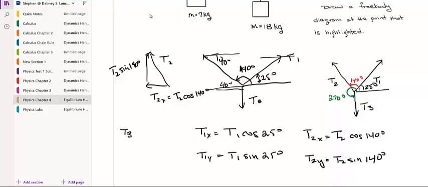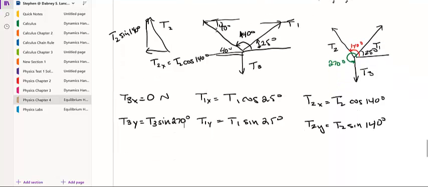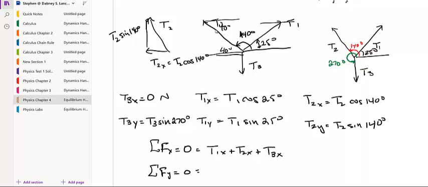And then we have T3x, which is equal to 0. And T3y is equal to T3 times the sine of 270 degrees. So if we add up all the x components, they have to add to 0 because it's an equilibrium problem. So we have T1x plus T2x plus T3x, and in the y direction we have the sum of the forces in the y direction equals 0, which is T1y plus T2y plus T3y.